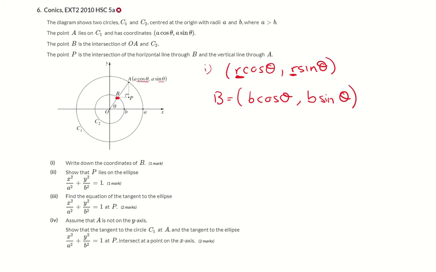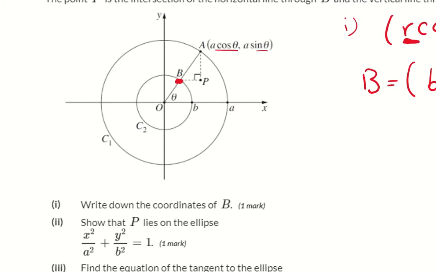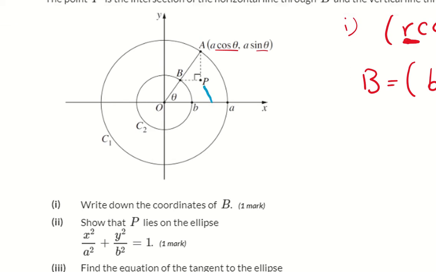Part 2 then says, show that P lies on the ellipse. So show that that point P lies on the ellipse. Now, the idea is with that ellipse, we've got our point P. We don't really know what way that ellipse goes. So what we can just take is an assumption. By the looks of things, it's possibly going to be something like this. However, it could also be a vertical ellipse.